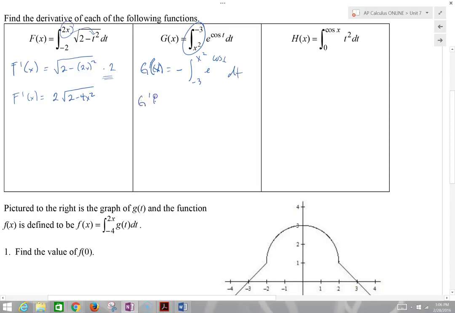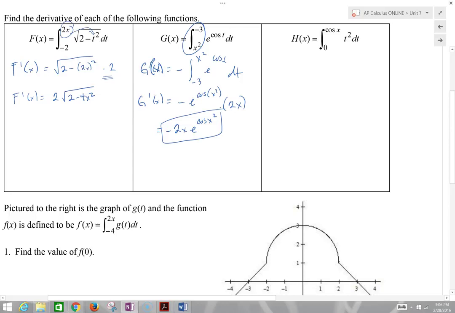So then g prime of x is going to be equal to the opposite, and the integral of e to the cosine t, we're going to plug in x squared, and then the chain rule says we have to multiply that by the derivative of x squared. So this is equal to negative 2x e to the cosine x squared. It really wasn't that messy, it's just I knew some of you would be freaking out.